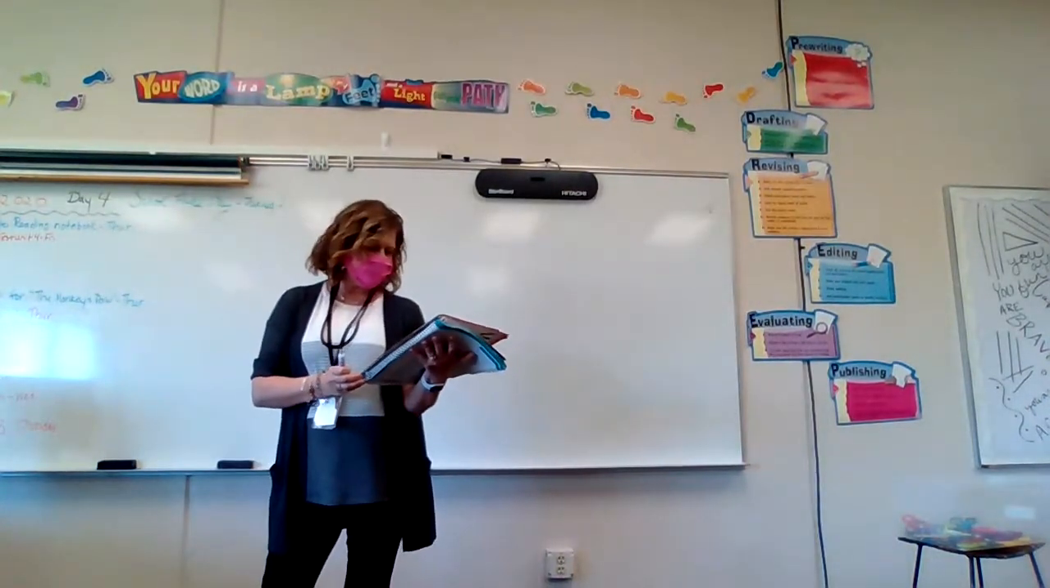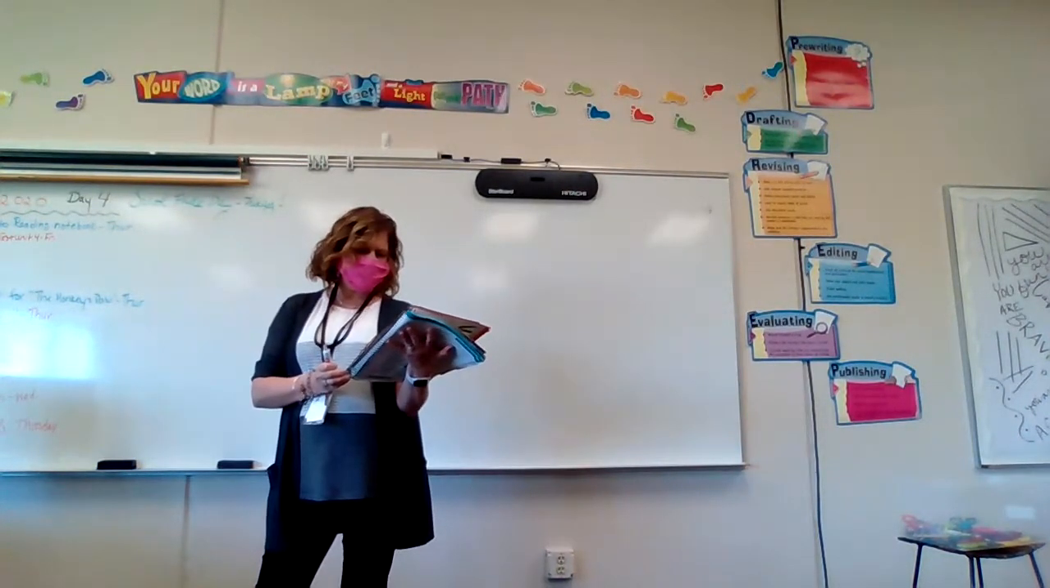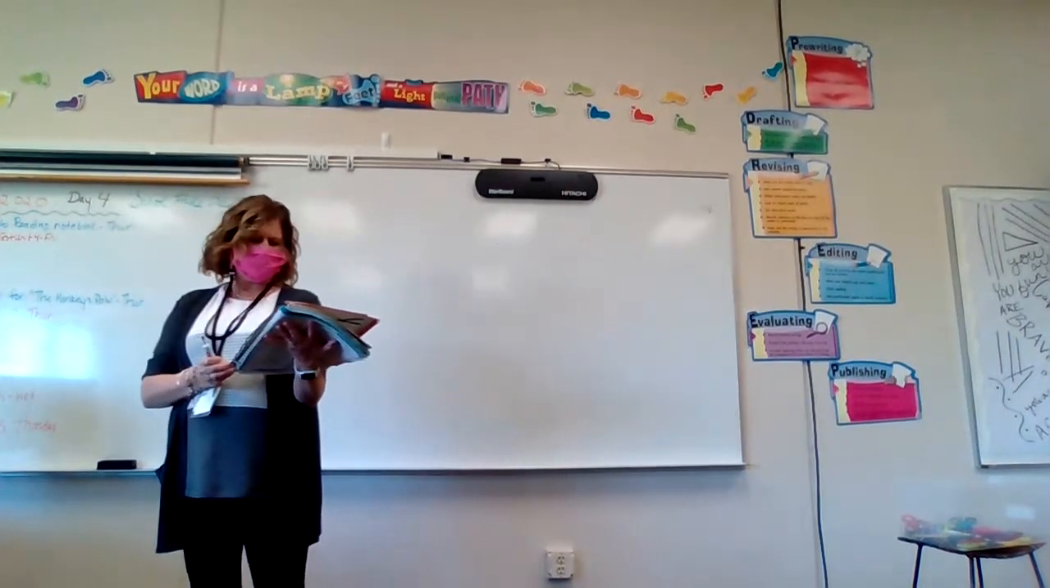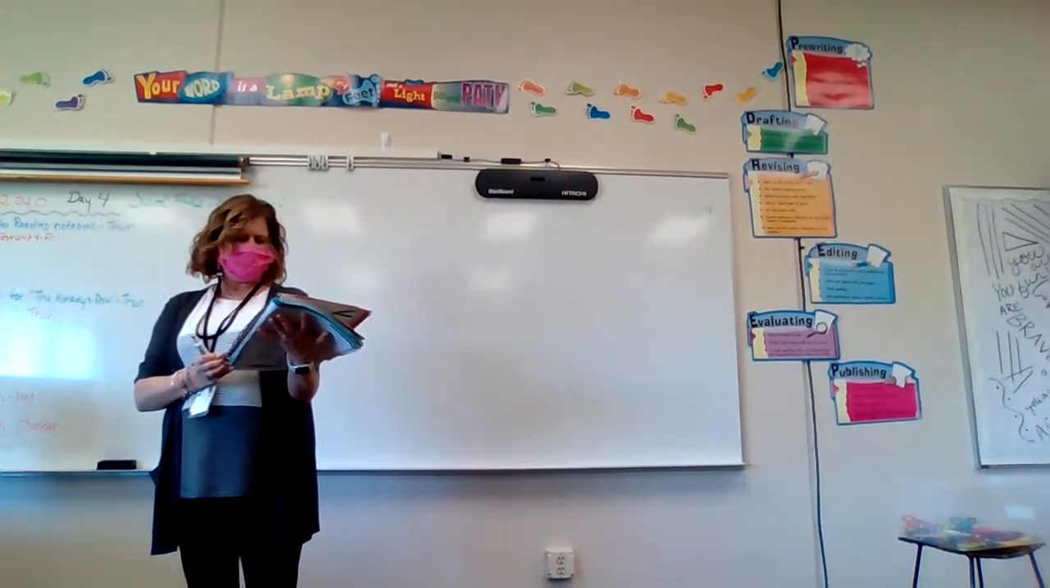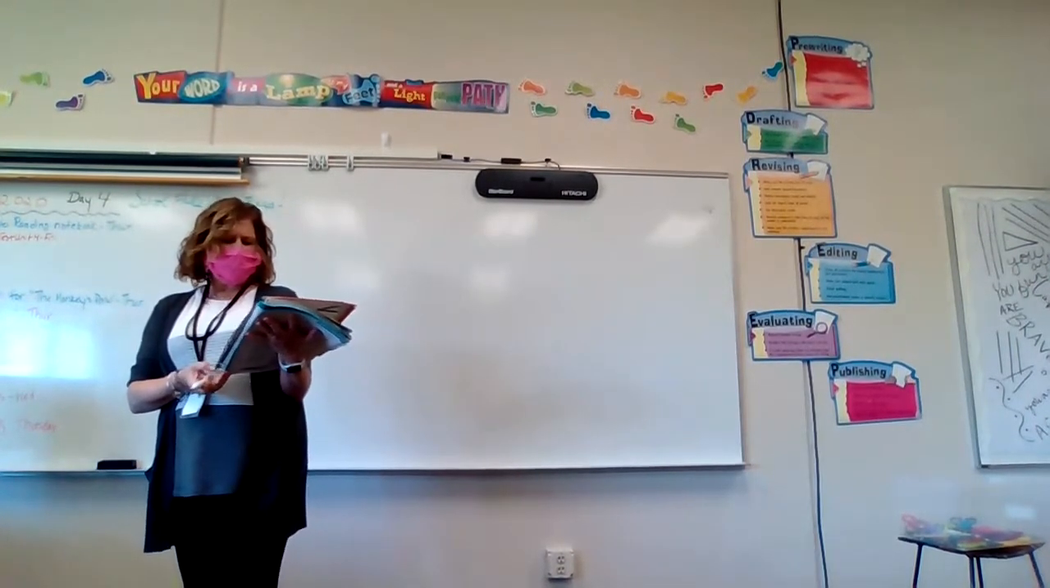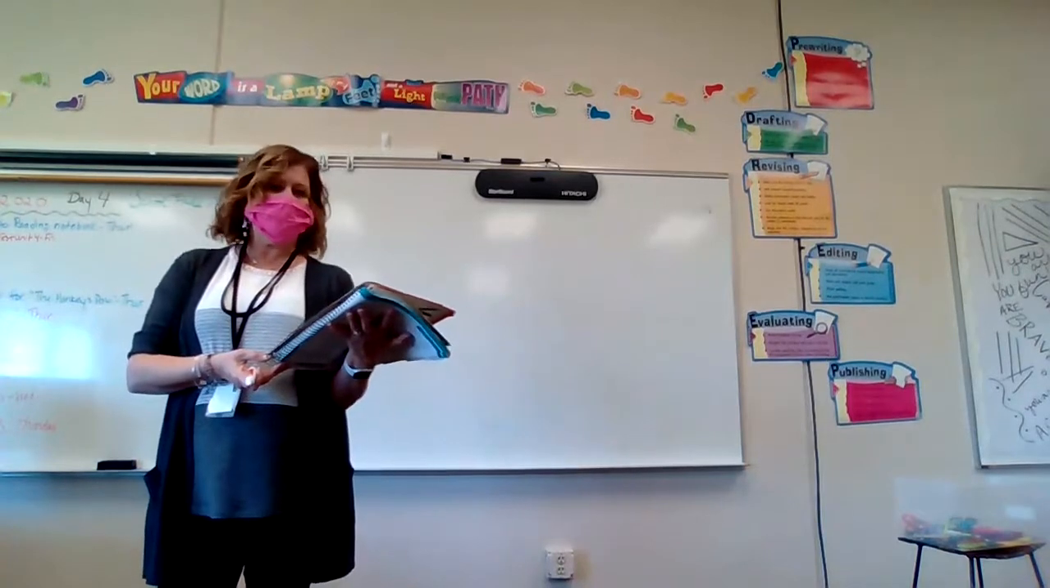A noun can be used as a direct object. The direct object answers the question whom or what after the verb. In this sentence, the direct object is center. It answers the question, what did the community open? Okay. The community opened a neighborhood center.